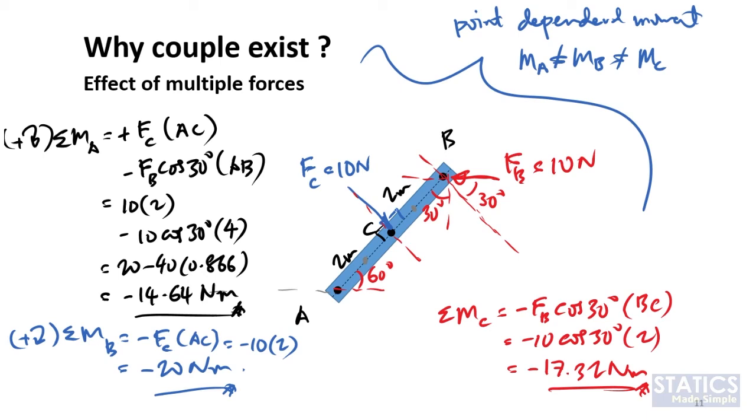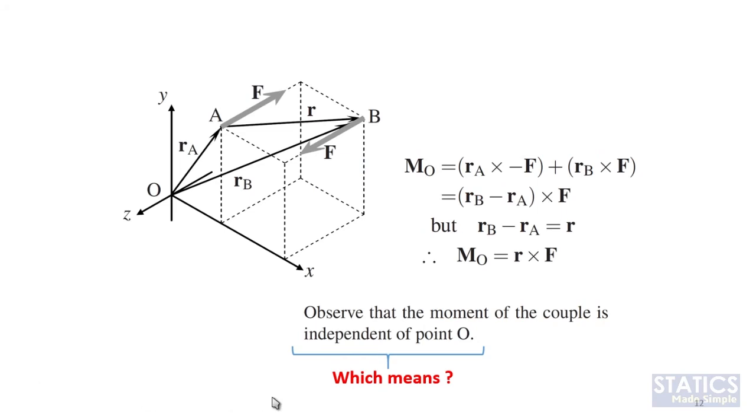Of course, we can also extend this couple to 3D space as well. For example, if you have 3D forces, say F like this, do the vector operation. So moment at O, for example, is equal to the position vector RA cross with the force. You'll end up with the same answer anywhere. These two forces represent a couple in 3D space that will give you a moment that is point independent. So you can put the moment anywhere on the rigid body.